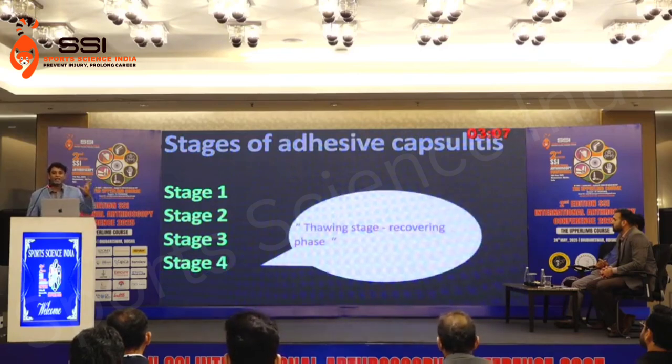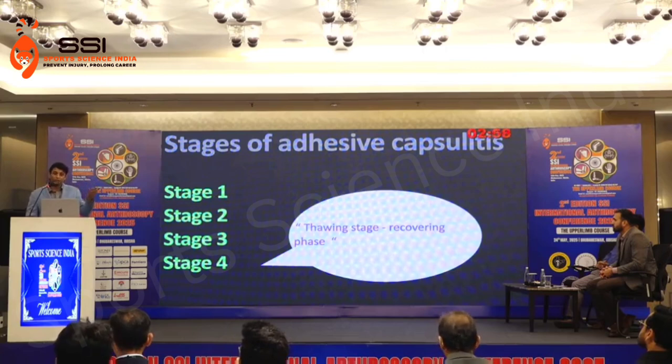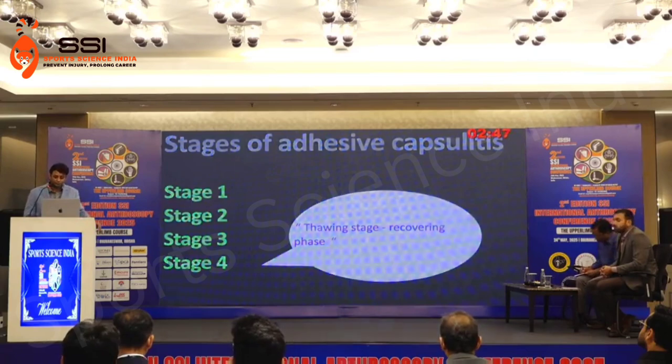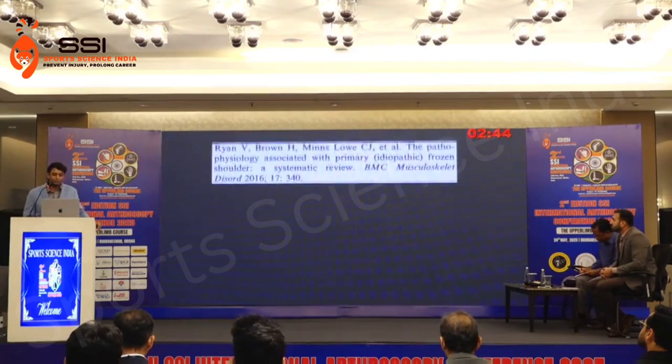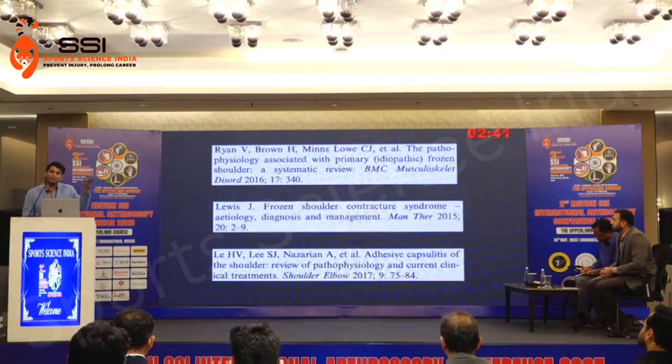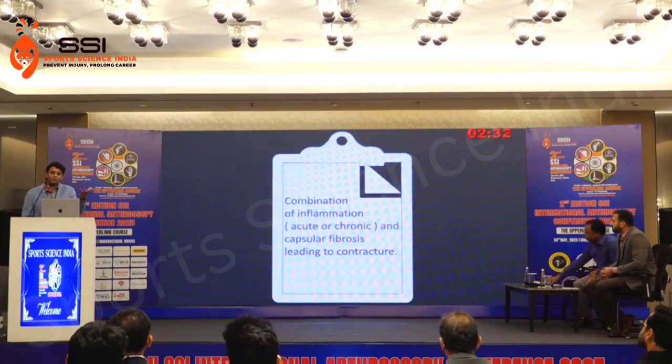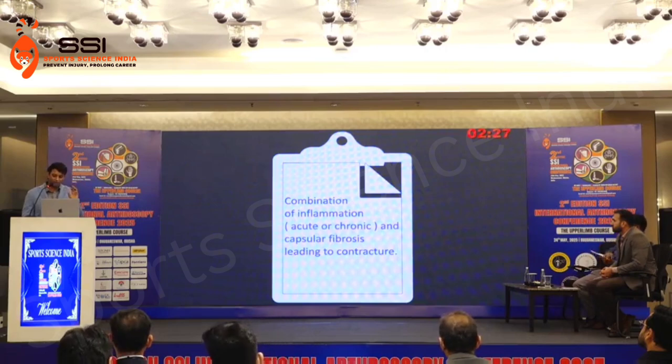Each phase doesn't have a fixed duration. Stage 1 can be from a few weeks to a few months, and stage 2 can be from a few months to a few years. We don't know. That is how the disease is. We don't know the duration over which the disease progresses. Out of all the research on pathophysiology, the crux of it is that there is a combination of inflammation and capsular fibrosis, which leads to contracture of the shoulder joint and thereby restricts the movements. This is what we understood.